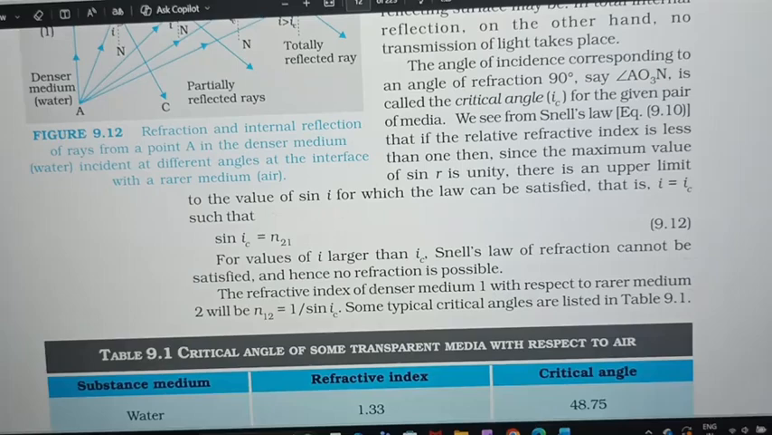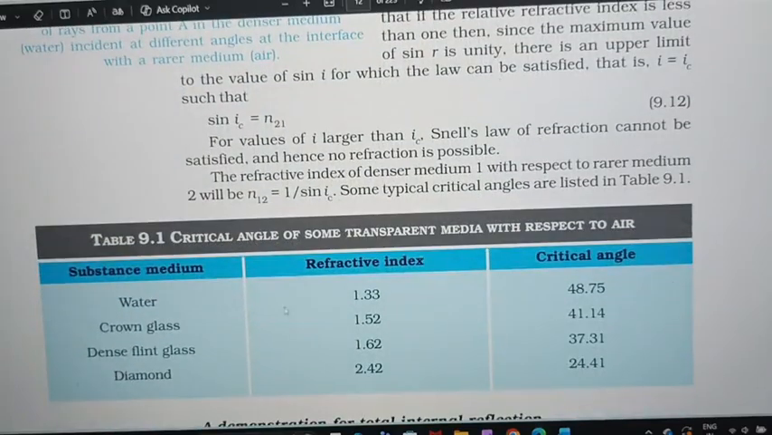There is no refraction, that's why Snell's law won't work, and based on that they have given certain values over here. Using the refractive index we can calculate, right? With refractive index we can actually calculate the critical angle also. So these are certain values given to us.